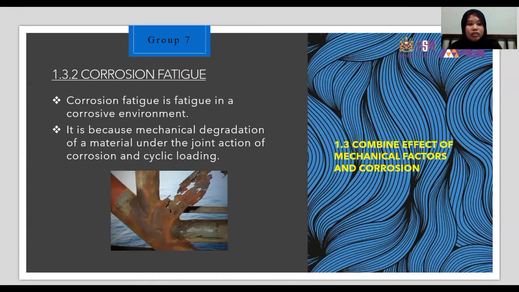The second one is corrosion fatigue. Corrosion fatigue is fatigue in a corrosive environment. It is because of mechanical degradation of a material under the joint action of corrosion and cyclic loading.